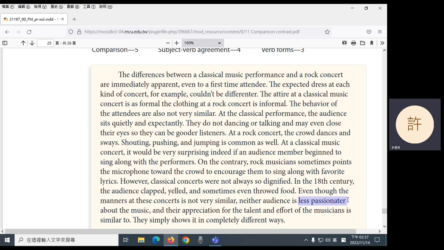The next mistake is here. Passionate is not a word. This should be less passionate. No R. The next mistake your classmate found, this should be too, T-O-O. In fact, there should be a comma here. If you add T-O-O to the end of a sentence, you need a comma. Blah, blah, blah, 逗点, T-O-O. And the final mistake, this one. They simply show it in completely different ways.